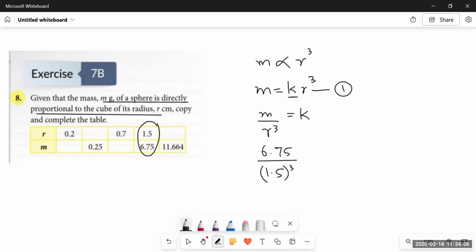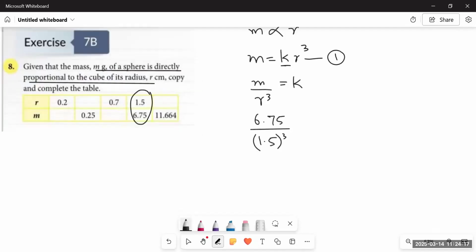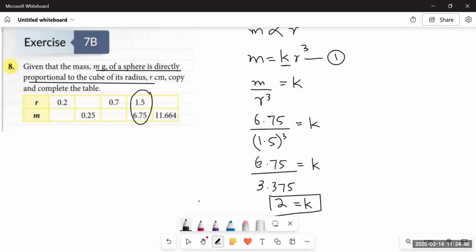Which will be 3.375. So we can write it down as 6.75 upon 3.375. Now we have to divide 6.75 with 3.375. So the answer would be 2. Value of k would be 2. This is the constant that we have to substitute the value in the equation.